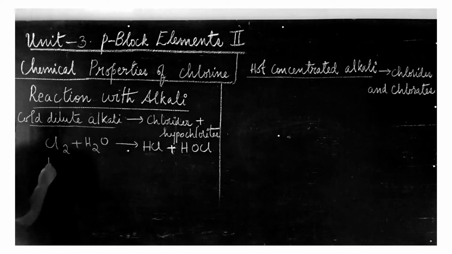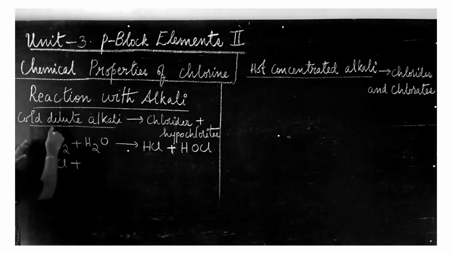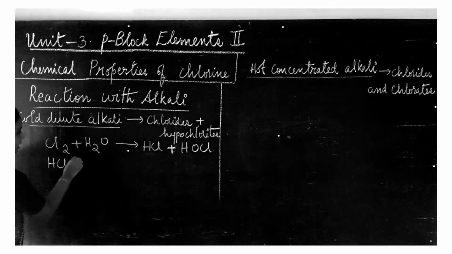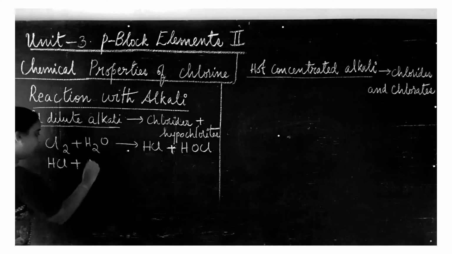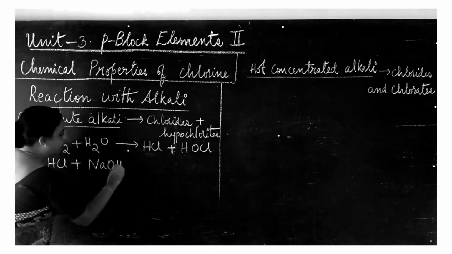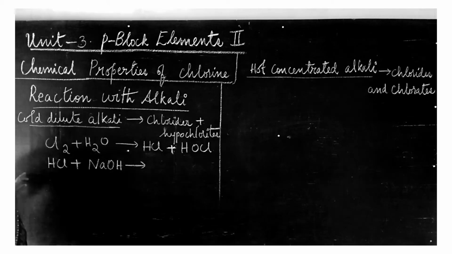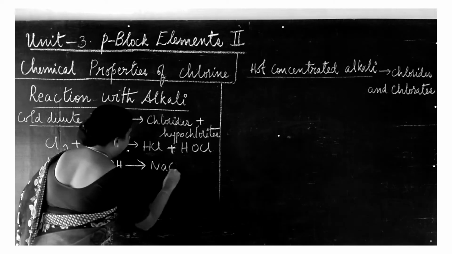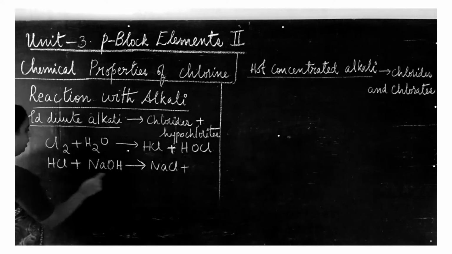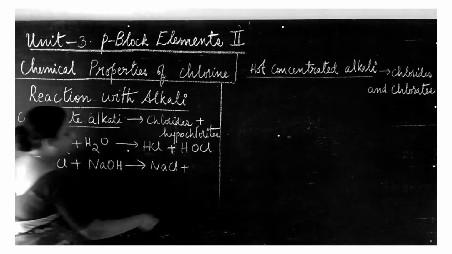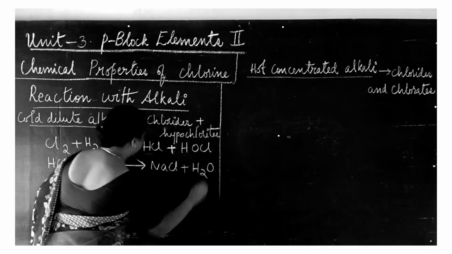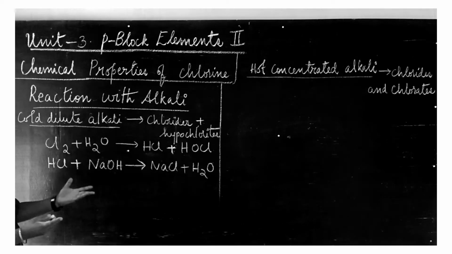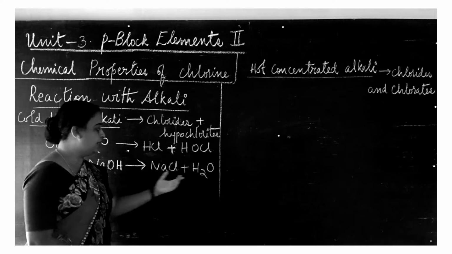Now HCl again combines with alkali because your chlorine is reacting with alkali. So now the HCl reacts with alkali. The alkali we take here is NaOH, that is sodium hydroxide. You get sodium and chlorine combined to form NaCl plus water. Hydrogen and OH combine to form water. So it is acid and base combined together, forming sodium chloride, that is a salt, and water.